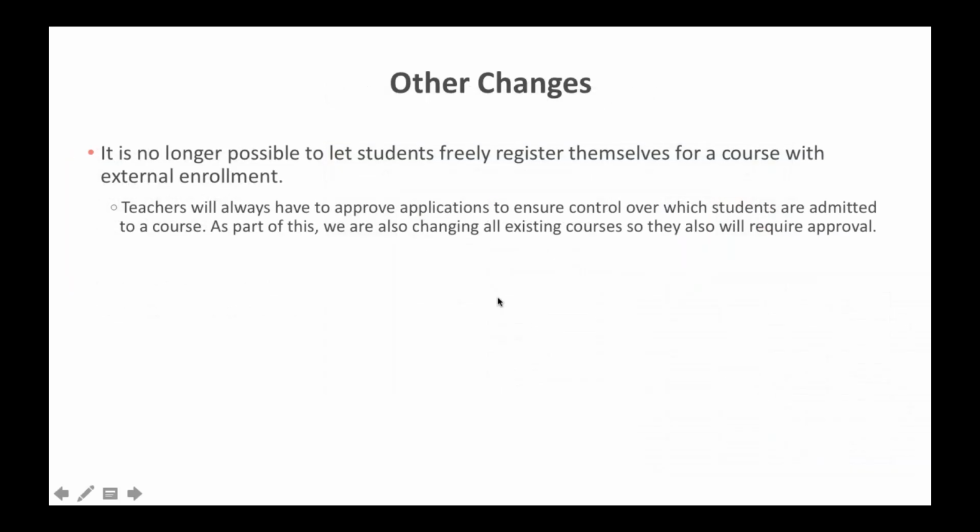And then just one more change, and I'm not sure how many folks this will affect, but it's no longer possible after Release 109 to let students freely register for a course with our external enrollment. Teachers will have to approve these applications, and this basically was done to ensure control over which students are admitted to a course. As part of this, it will change for existing courses already, so they will require approval for those who freely register as well.